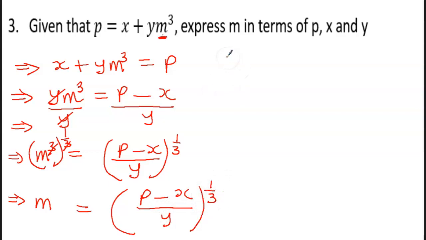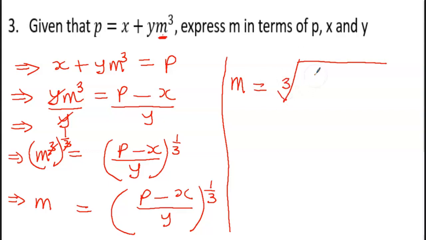But as I've been doing, there are times that if this is supposed to be an objective question, you may not see this. You can still rewrite it as m is equal to the cube root of p minus x on y, this way. So if this happens to be an objective test, if the first one is not in the options, you can try the second one. Let's look at the next one.